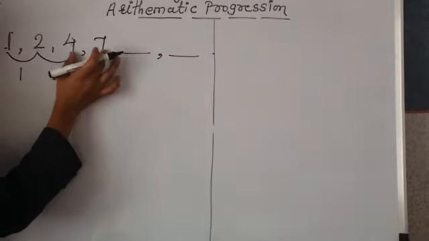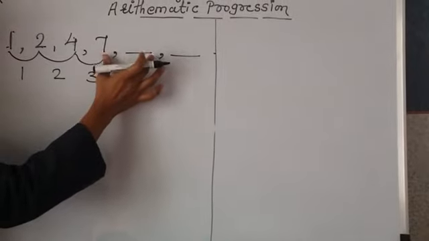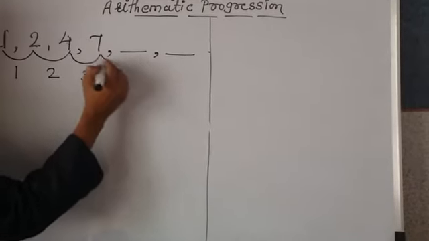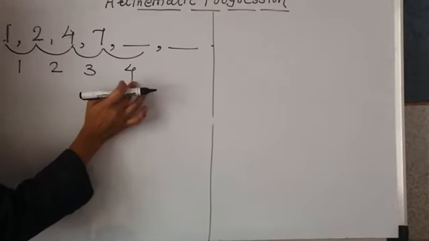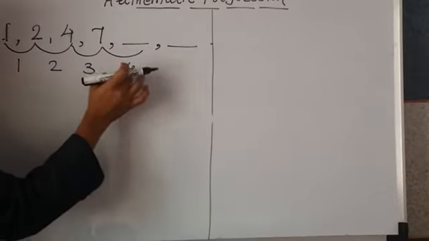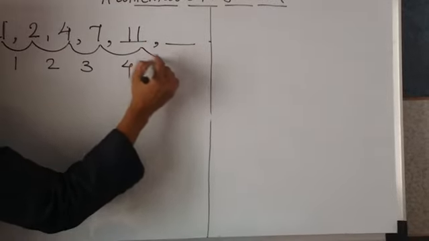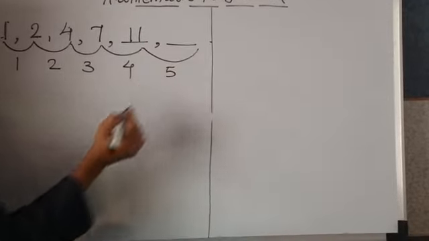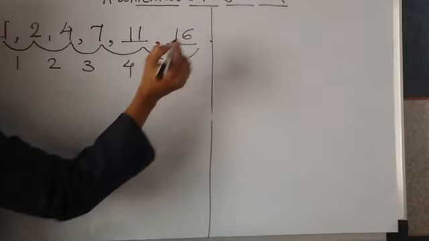Here the difference between these two numbers is 3. So next the difference is 4, which means the next number is increased by 4. That means 7 plus 4 we get 11. Then the next number is obviously increased by 5. So 11 plus 5 we get 16.